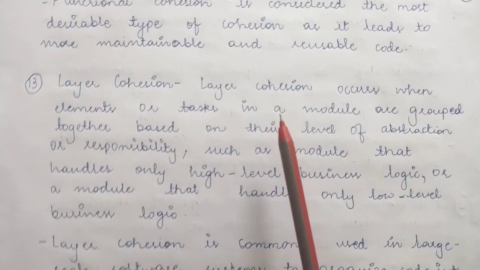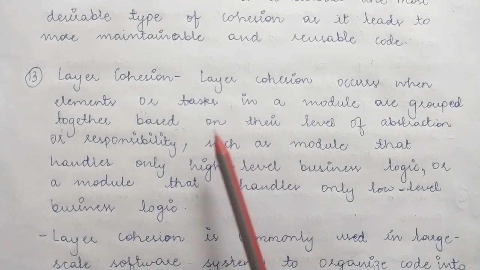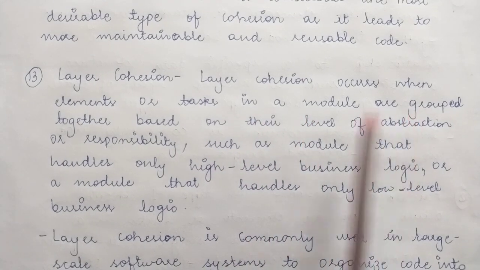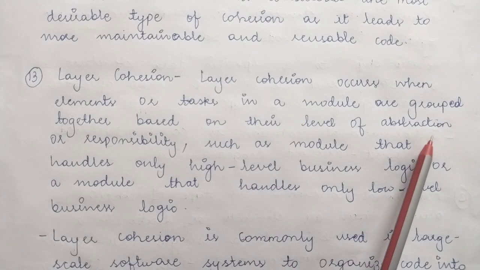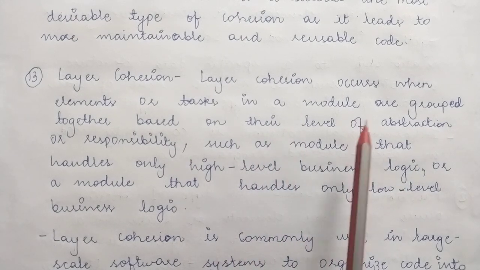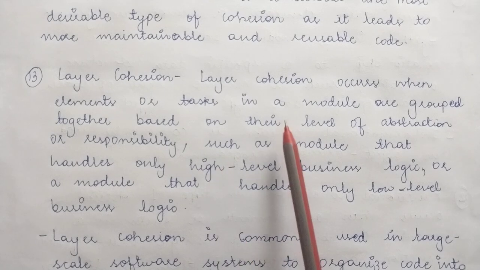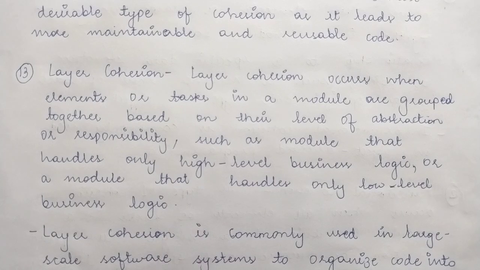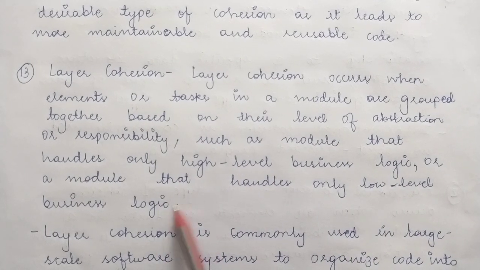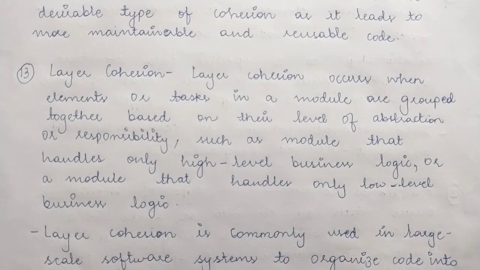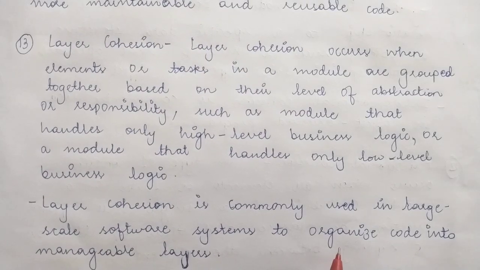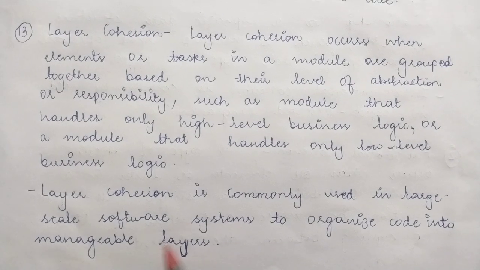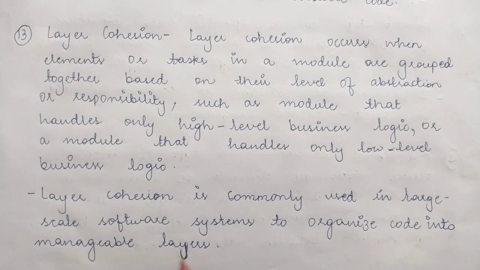Then comes your layer cohesion. Layer cohesion occurs when elements or tasks in a module are grouped together based on their level of abstraction or responsibility. So whatever the level of abstraction or responsibility is, the elements are grouped together accordingly. For example, a module that handles only high level business logic, or a module that handles only low level business logic. Layer cohesion is commonly used in large scale software systems to organize the code into manageable layers. So this is all about cohesion.